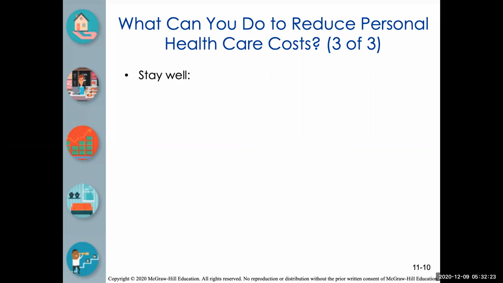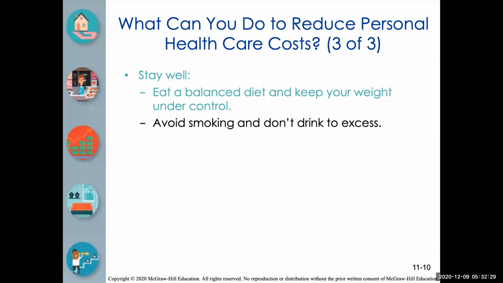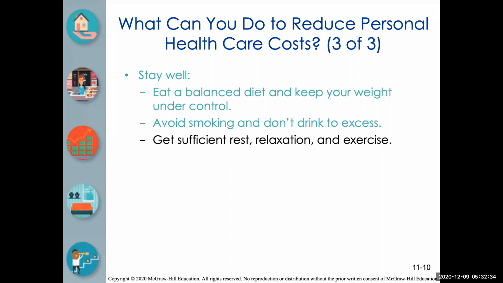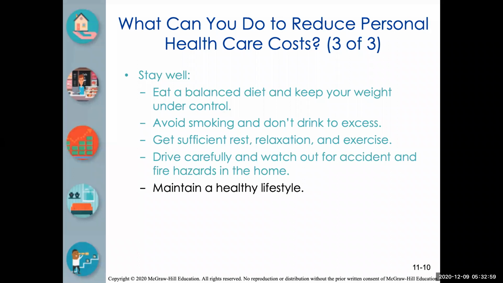So again, stay well, right? Balanced diet, avoid smoking, don't drink to excess. We've all heard these things for years. Get rest. Be careful when you're driving. Do the things that we talked about in terms of prevention when we talked about risk during the home, rental and auto insurance lecture. Do the things you need to do to help prevent accidents from happening, and that will lead to a healthier lifestyle in general.